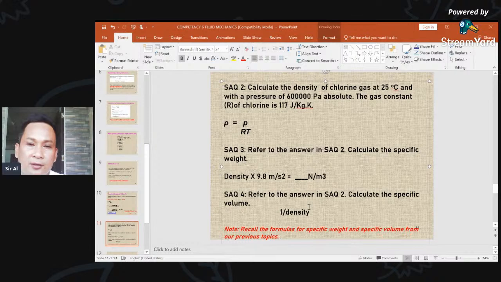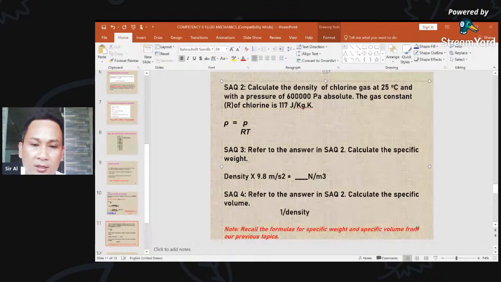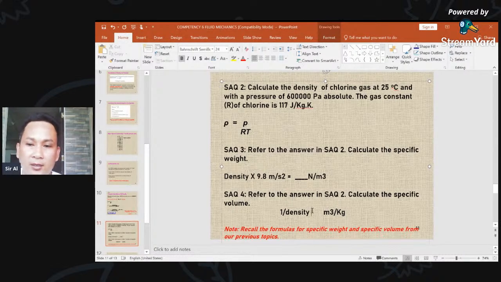For SAQ4, calculate the specific volume. Remember that specific volume is the reciprocal of the density. So whatever we computed in SAQ2 for the density, we will just take 1 divided by the computed density. The unit of the specific volume is cubic meter per kilogram. That will be the unit of your answer.